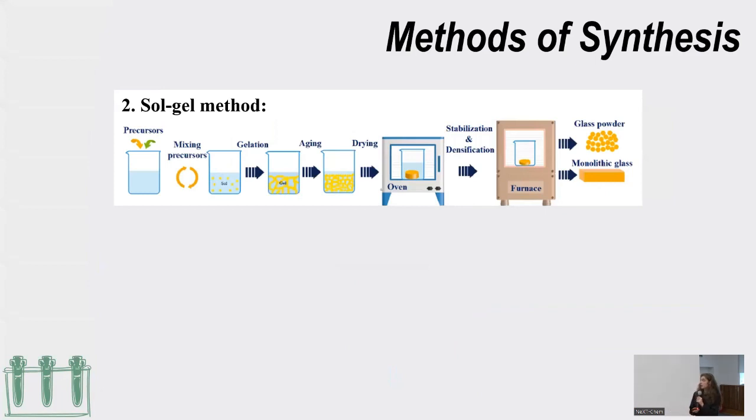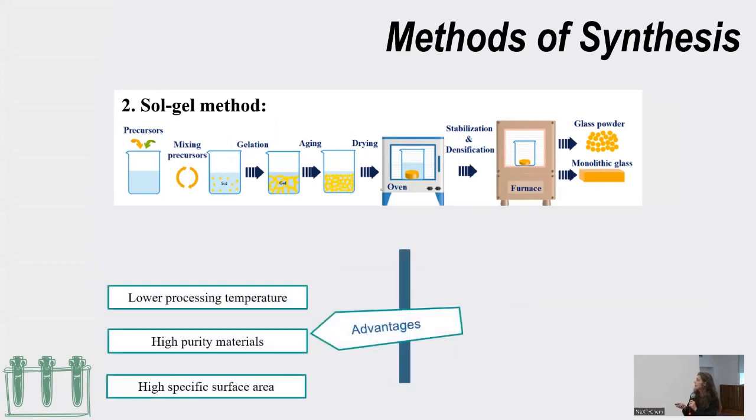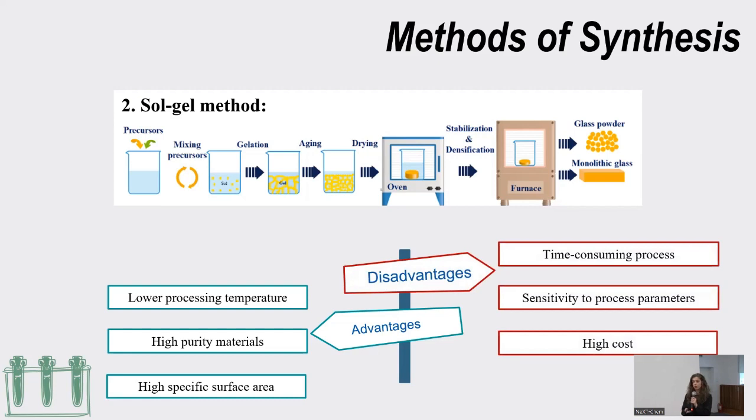The second method is the sol gel, where our precursors are mixed in order to have the hydrolysis and condensation reactions to form a sol. This sol is then subjected to aging and drying to obtain a gel. This gel is then heated to enhance densification. As advantages, the sol gel method has a lower processing temperature, and we can obtain high purity materials. However, it is a time-consuming process and may require higher costs.